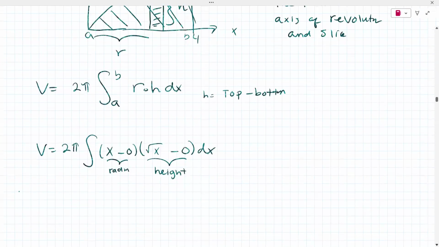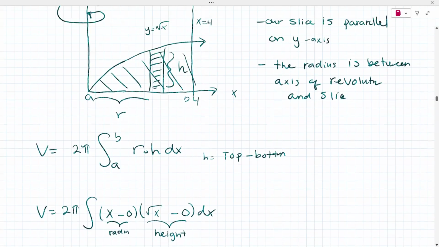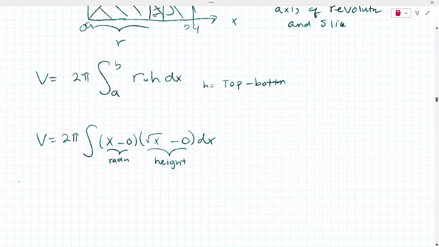What about our a and b, our lower and upper bounds? So in terms of x, I believe it's already given. One of our lines was x equals 0, and the other one is x equals 4. So that was given, so it's going to be from 0 to 4. Okay, so that's how you set it up. And then just clean it up. x minus 0 is just x times square root of x dx.